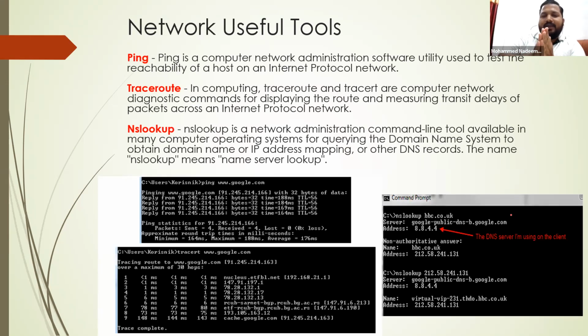In networking, these are very important tools: ping, traceroute, and nslookup. Ping: if you go to CMD and try to ping www.google.com, you will see a reply coming from Google. What does it mean? The connectivity is perfect. You can test it: disconnect from the Wi-Fi and try to ping again. You will see a request timeout, meaning your connectivity is not good. So ping is used for testing whether the machine is alive or not.